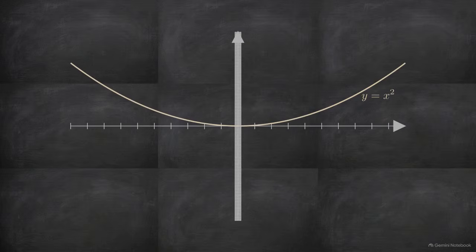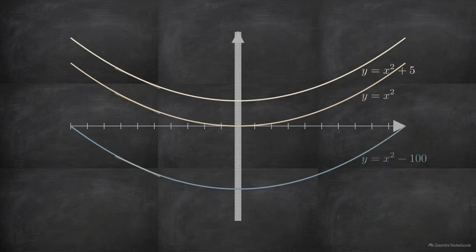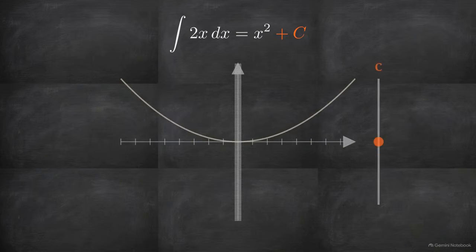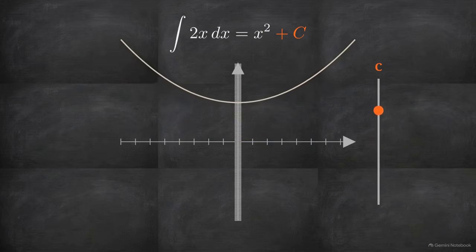This diagram plots 3 parallel parabolas, y equals x squared, y equals x squared plus 5, and y equals x squared minus 100. Despite having different vertical positions, all 3 share the exact same steepness profile and output the identical derivative, 2x. This creates a directional information gap. Feeding 2x backward, the system cannot identify which original parabola generated that slope.